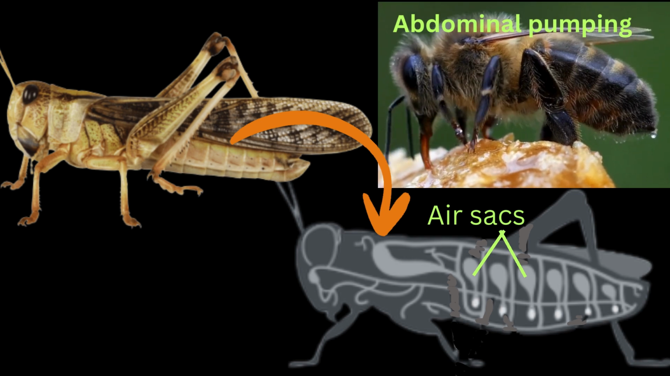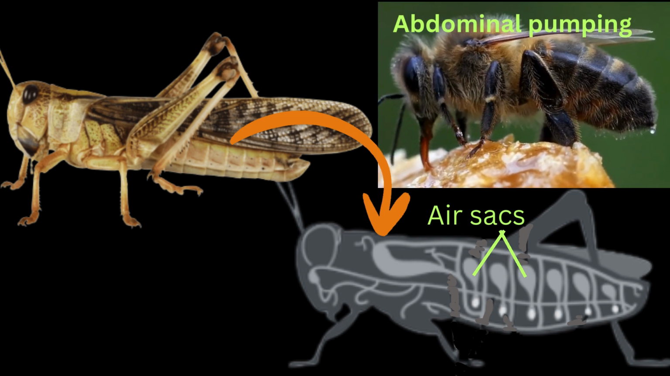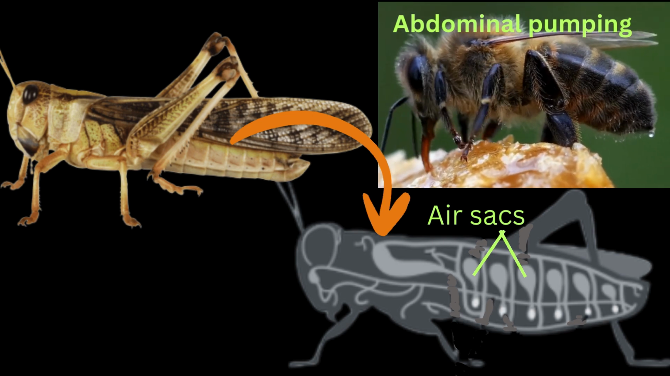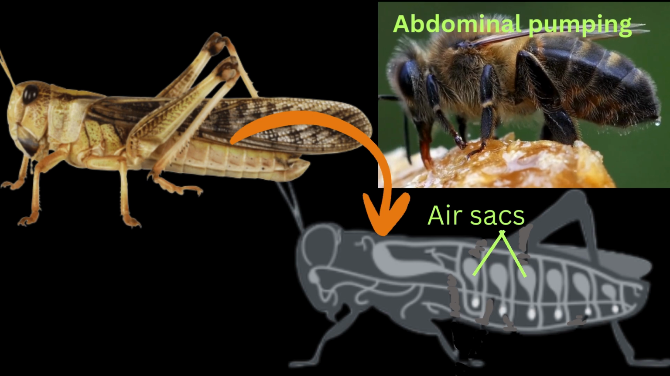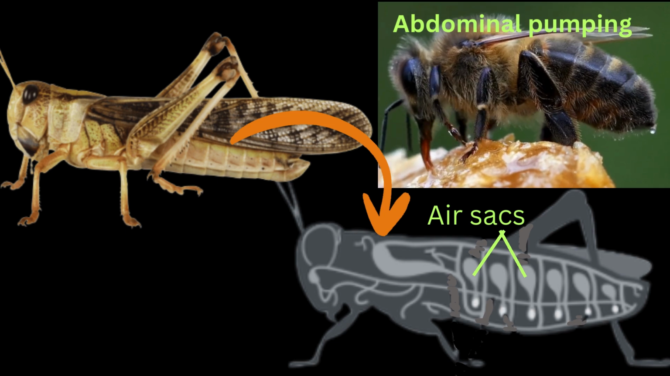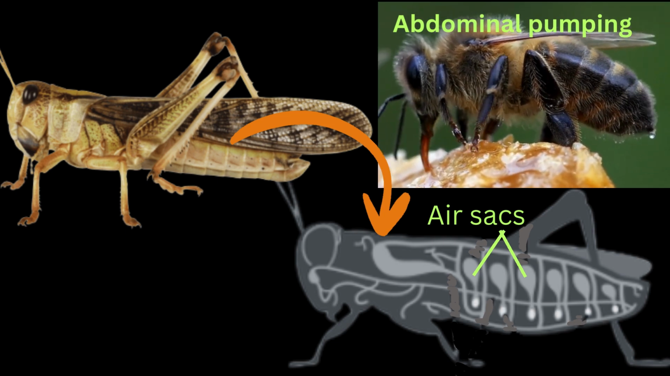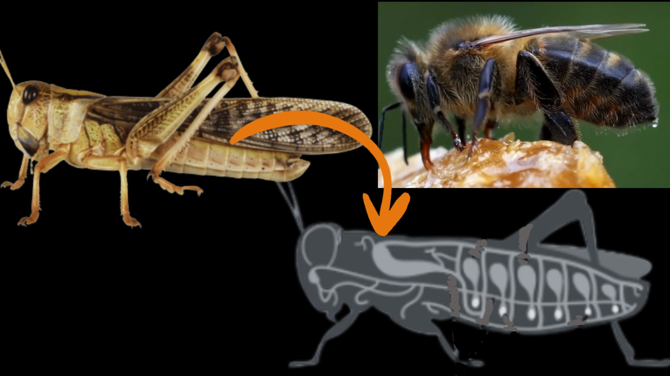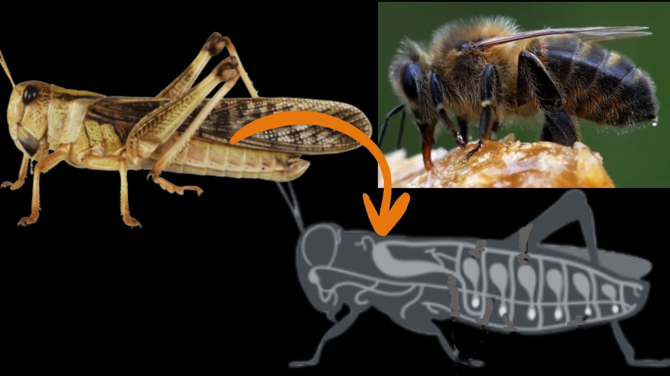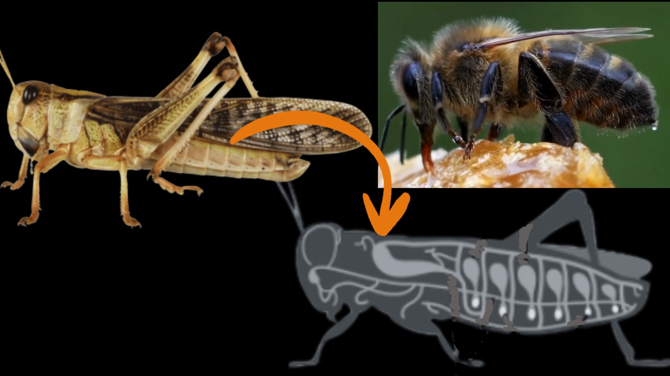Some insects have enlarged sections of trachea called air sacs, which act as reservoirs of air and help ventilate the system. Ventilation in insects can occur passively through diffusion, but in larger or more active species, rhythmic body movements, such as abdominal pumping, actively push air in and out of the tracheal system. The movement of air can be unidirectional or tidal, depending on the species and activity level.